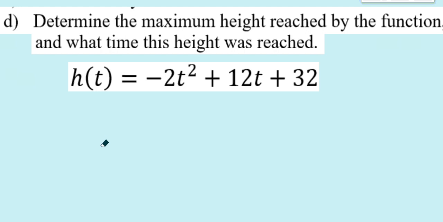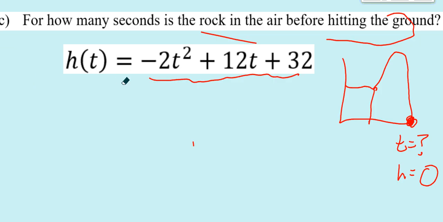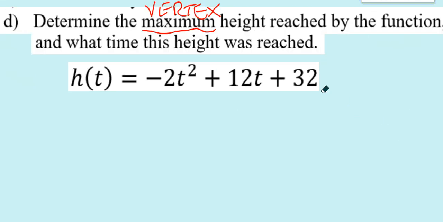And then the final thing we have to do is determine the maximum height reached by the function and what time this height was reached. So determining the maximum, we know that any time in a quadratic situation, when you're trying to find the maximum, you're really looking for the vertex. So to find the vertex, well, in part C, we would have found the t-intercepts. So we would know, for example, that t equals something and t equals something. We would have found those answers when we did part C.